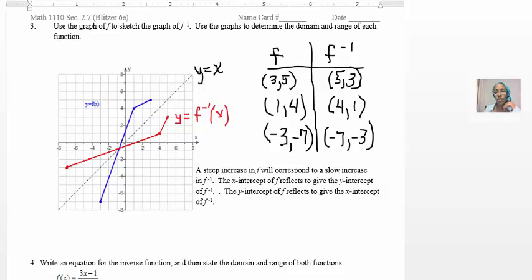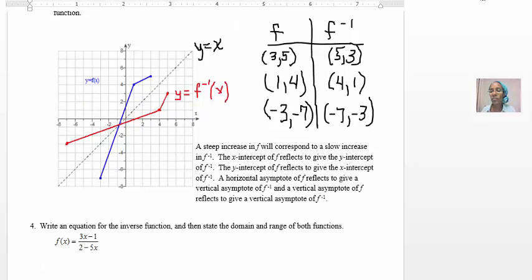Some other interesting notes are that the vertical asymptote of f reflects to the horizontal asymptote of f inverse, and vice versa. The horizontal asymptote of f reflects to be the vertical asymptote of f inverse. So those are some of the interesting aspects of the reflective property of a function and its inverse.